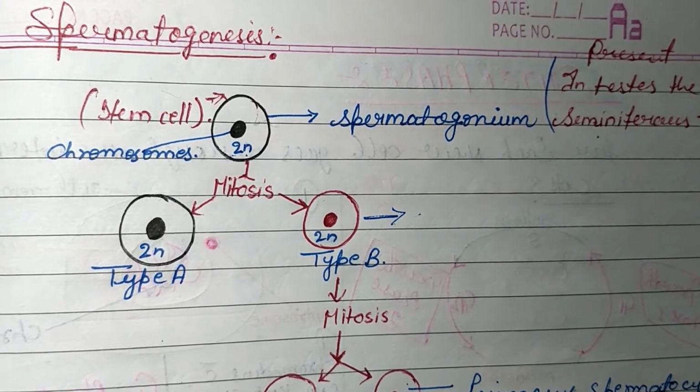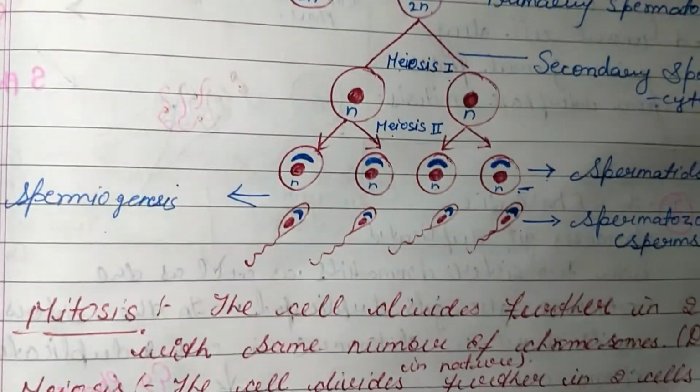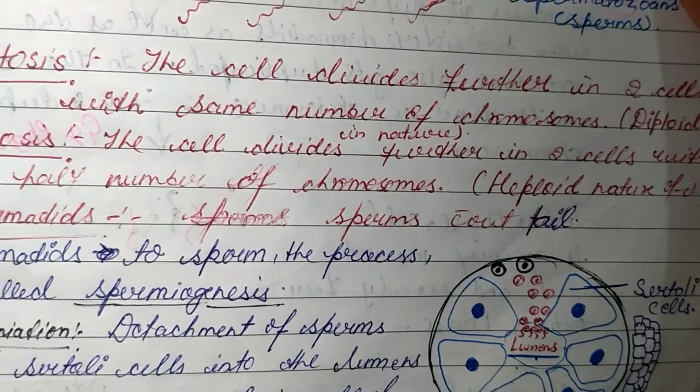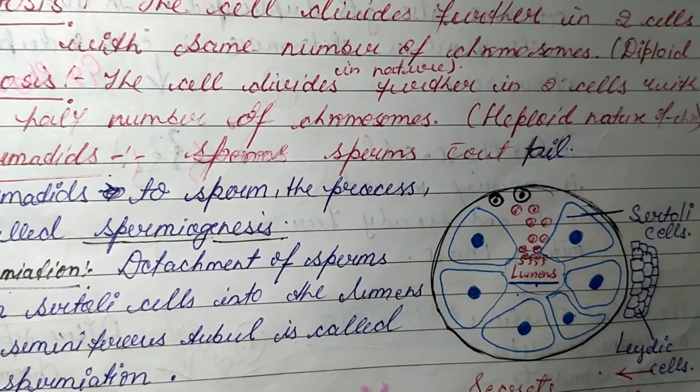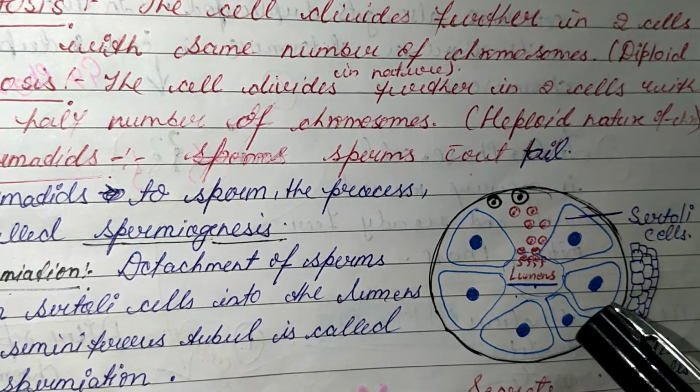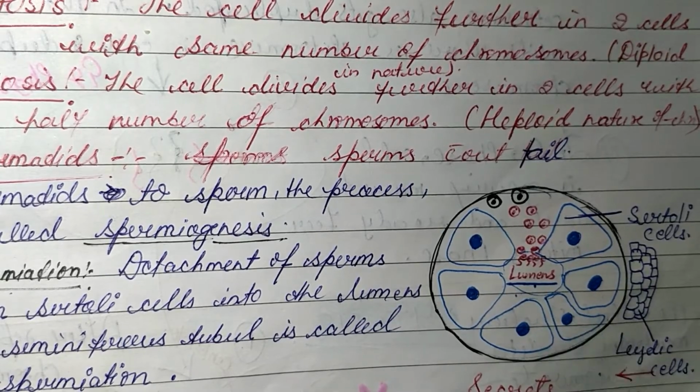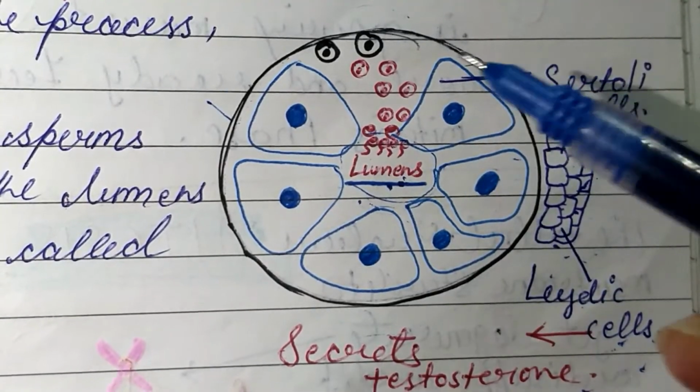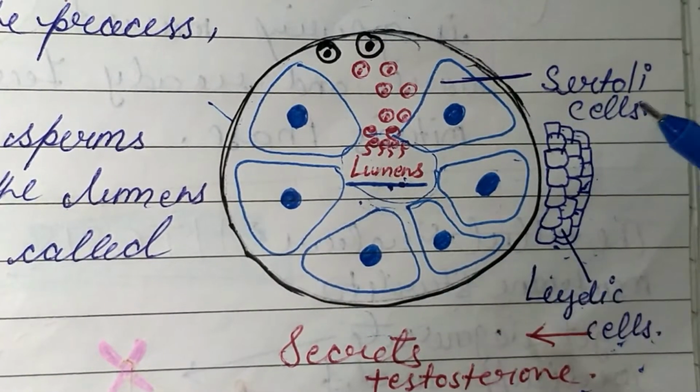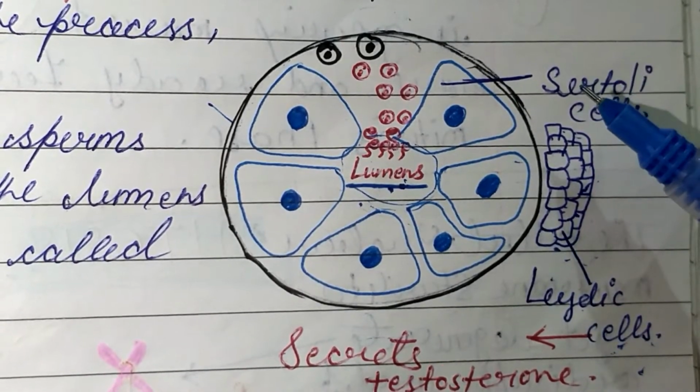Before focusing on this structure, you have to focus only on this diagram. This is a cross section of the seminiferous tubules. In this diagram, as you can see here, this black border is called the seminiferous tubule wall.